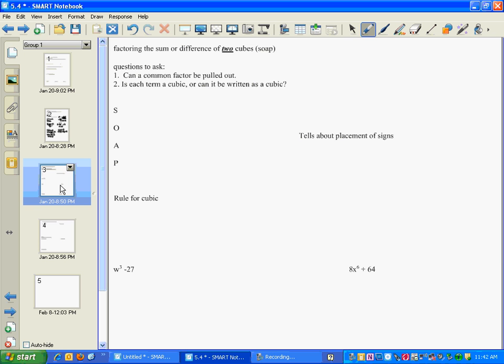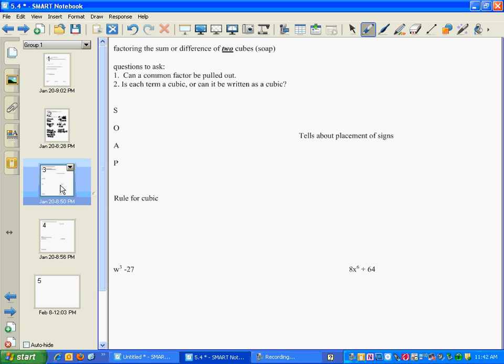So, factoring the sum or difference of 2 cubes. 2 cubes means I have 2 terms. Each term is a cube. Like 8 is a cube, right? It's 2 times 2 times 2. 27 is a perfect cube because it's 3 times 3 times 3. Okay? A to the third is a perfect cube because it's a times a times a.